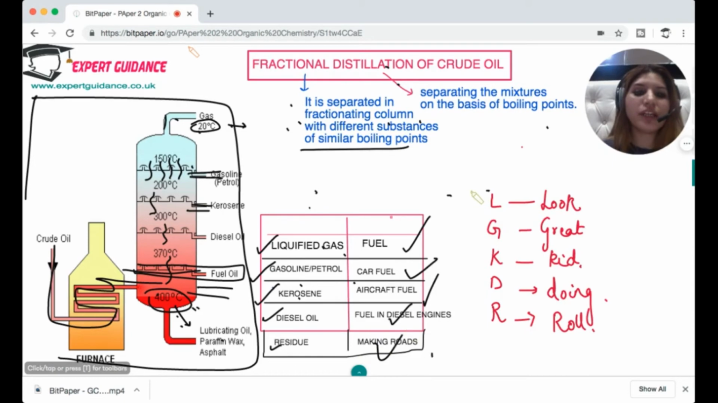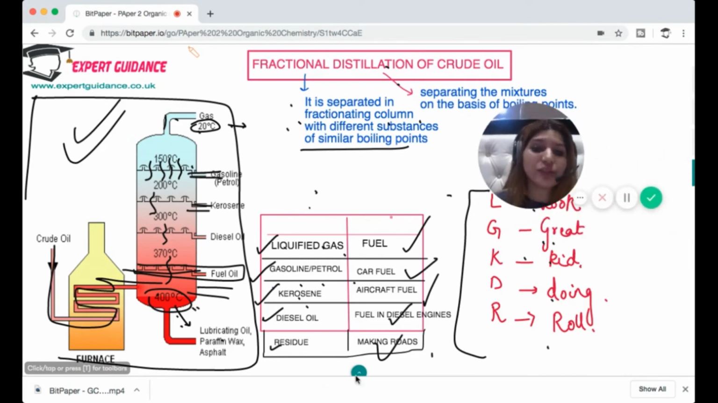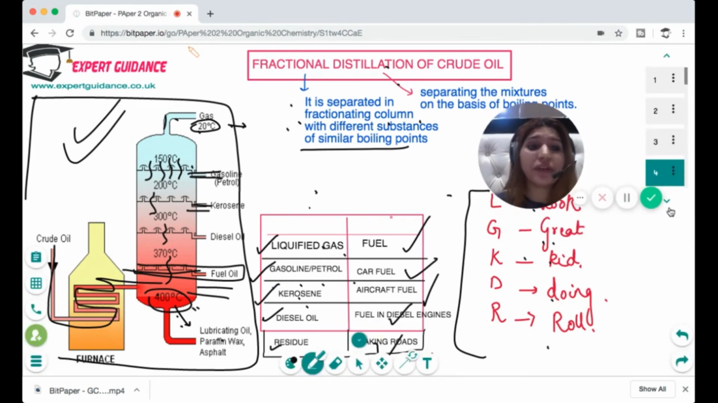The mnemonic to remember that is, look great, kid doing roll. So L stands for liquefied gas, G stands for gasoline, K stands for kerosene, D stands for diesel oil, and R stands for residue. So you should know this fractional distillation setup. Which temperature is at the top, which is at the bottom? What are the various fractions we get? In what order? Where do we get shorter chain fractions? Where do we get longer chain fractions? And the uses of these fractions. So this slide is very, very important.